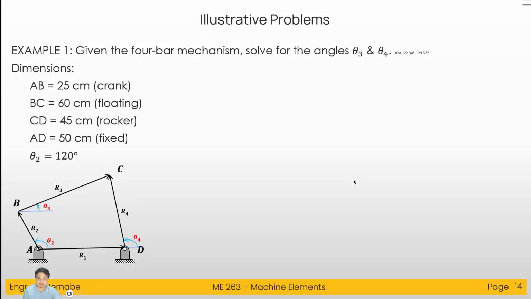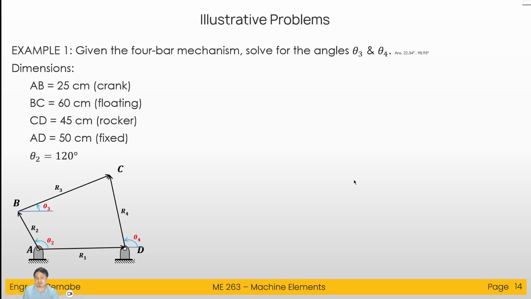Okay, for the first example, we have this given four-bar mechanism, and we want to determine the angles theta 3 and theta 4. So you have here a crank, which is AB equal to 25 centimeters, BC is 60 centimeters, CD is 45 centimeters, AD is 50 centimeters. The given angle is 120 degrees. So we want to just find theta 3 and theta 4.